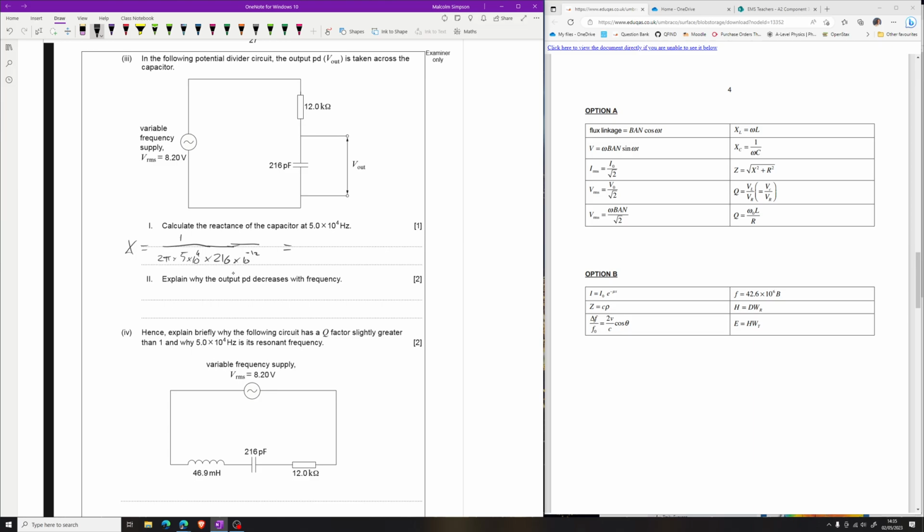Times 5 times 10 to the 4 times 216 times 10 to the minus 12, and that is also equal to 1470 ohms. Oh, sorry, 14700 ohms. 14.7 kilo ohms.